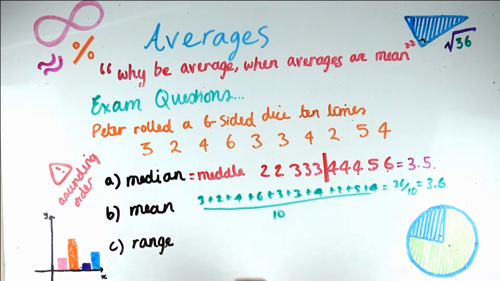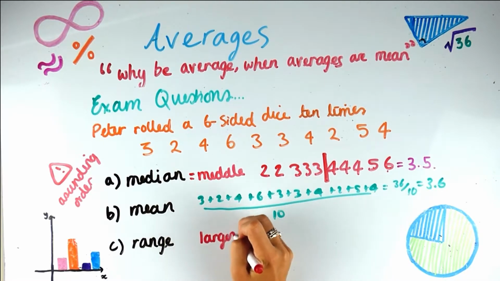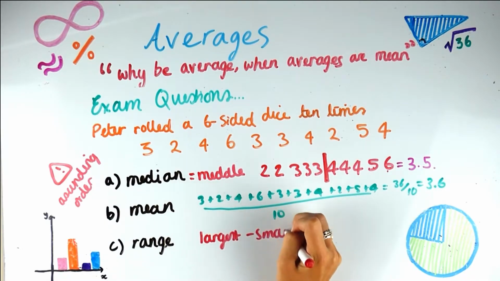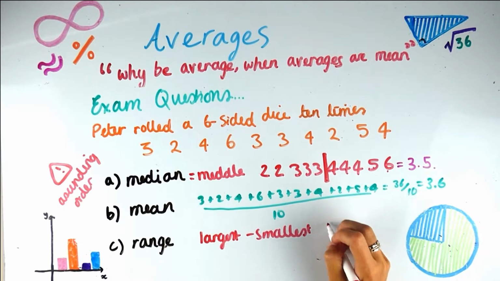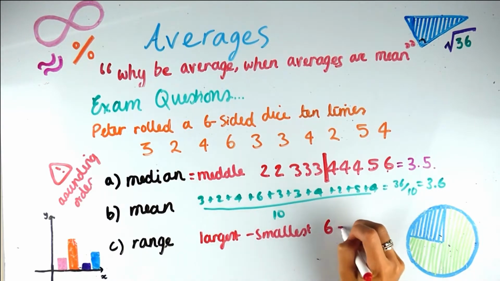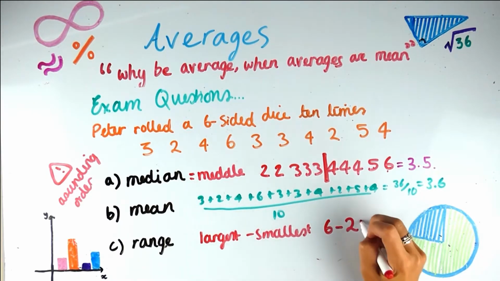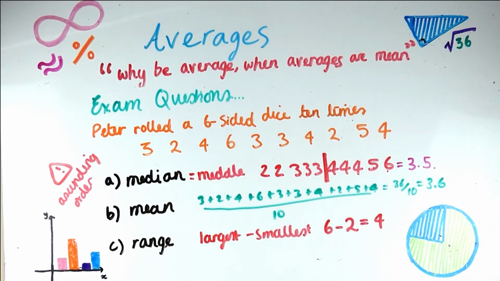So the largest minus smallest. The largest he rolled was a 6, and the smallest he rolled was a 2. Didn't actually roll a 1. Lucky him. So the range is going to be 4.